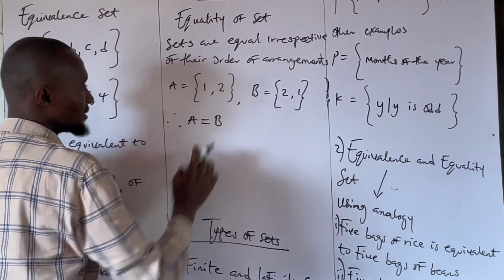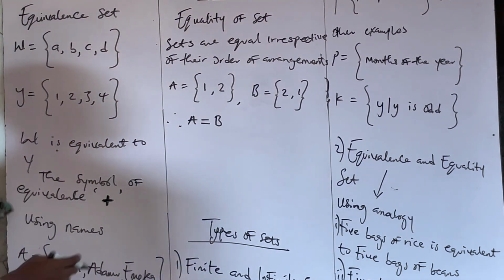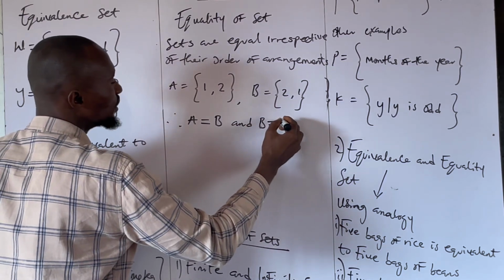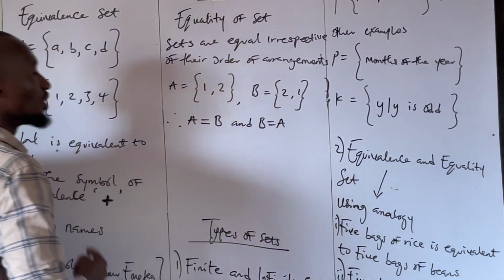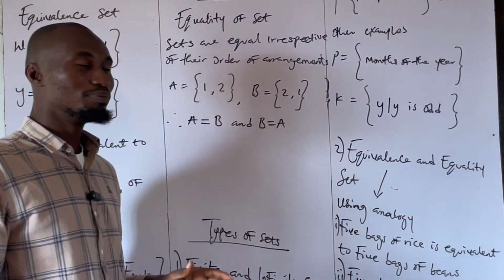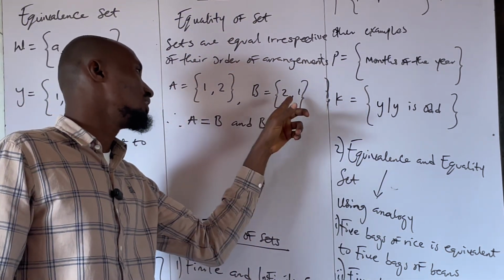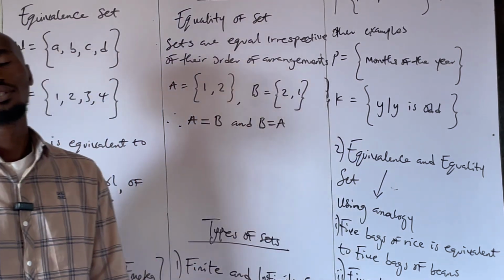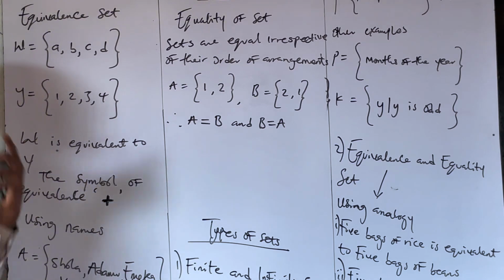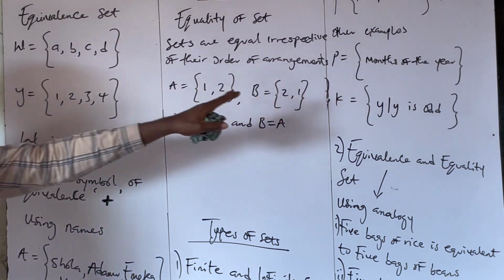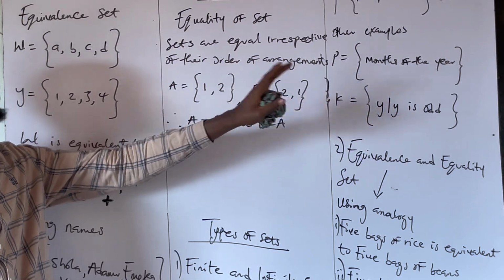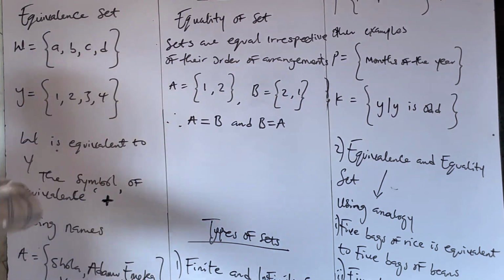We use this sign. And B is also equal to A. Why? Because I have 1, 2, and here I have 2, 1. Which number now? 2. Which number here? 2. Here, 1. Here, 1. Did you understand? Even if I have 1, 2, 3, and here I have 3, 1, 2, or 3, 2, 1, they are also equal. Do you get that now?